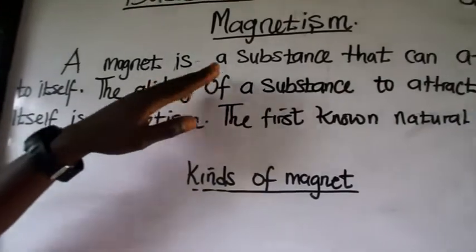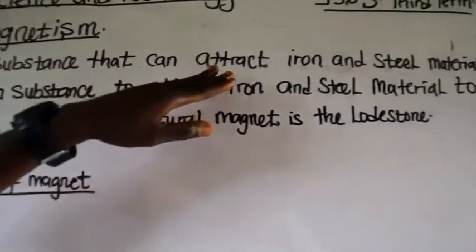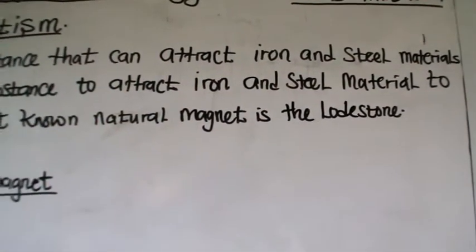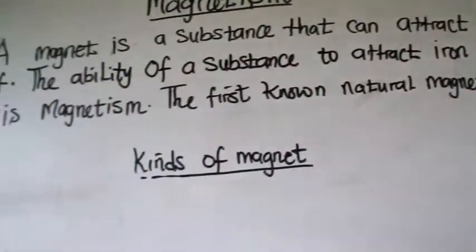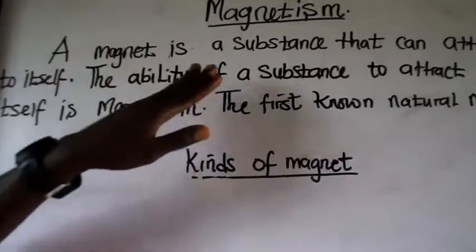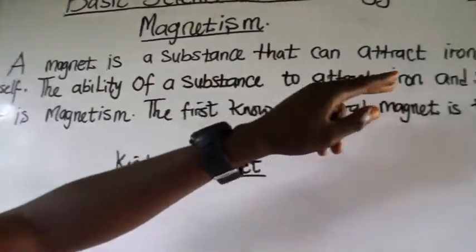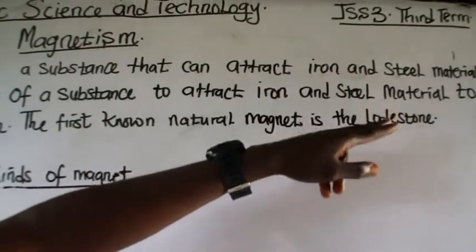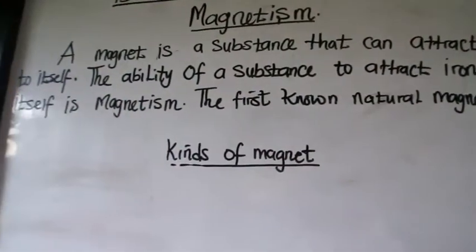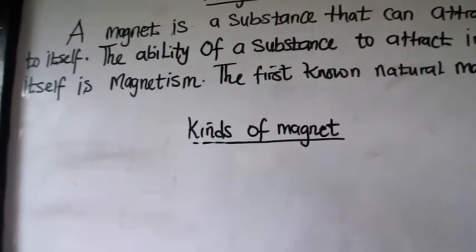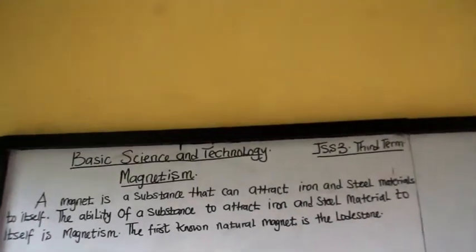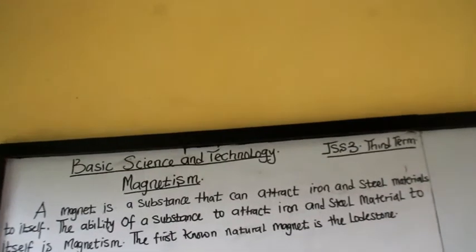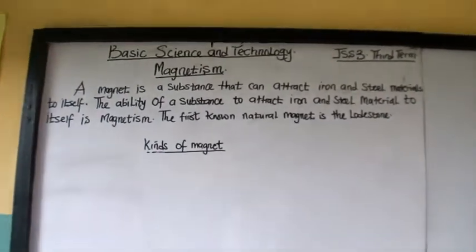A magnet is a substance that can attract iron and steel materials to itself. That is, if you bring a steel material close to a magnet, you see it will attract it very well. We are going to illustrate what I've just said.